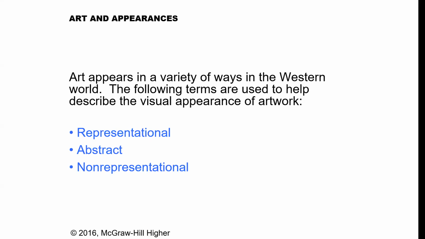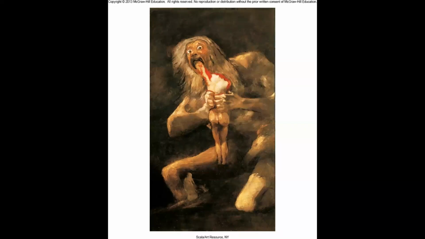Okay, art appears in a variety of ways in the Western world, well, actually in the entire world, but this class focuses not so much exclusively on Western art, but primarily we could call it a Western interpretation of works of art. So the following terms are used to help us describe what a work of art actually looks like. We have representational, abstract, and non-representational or non-objective.